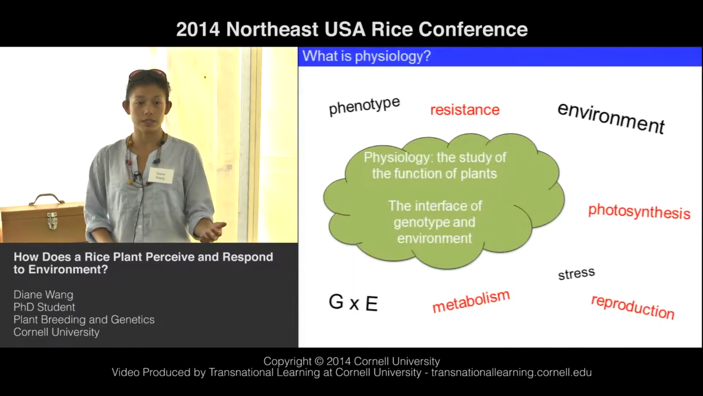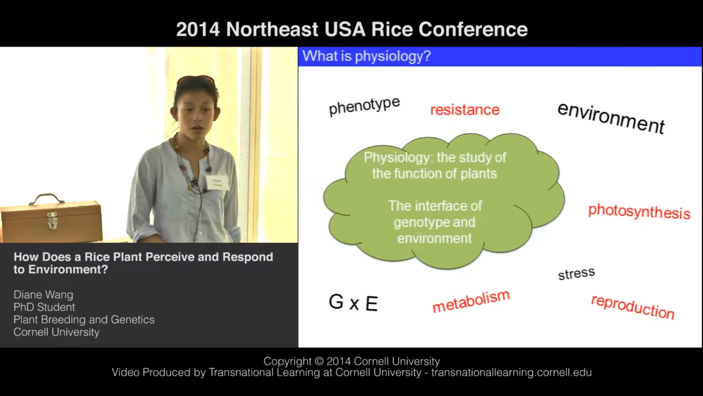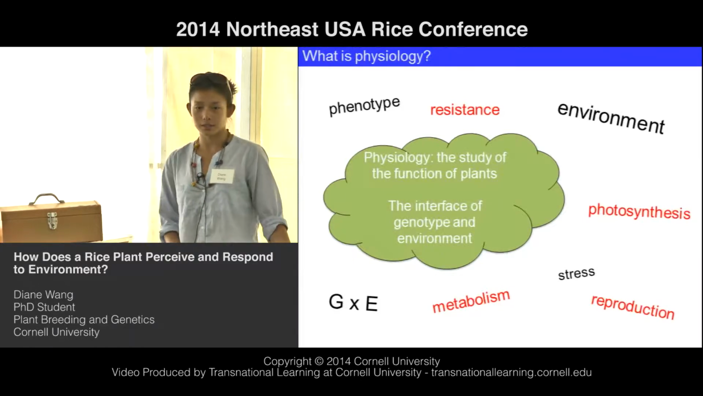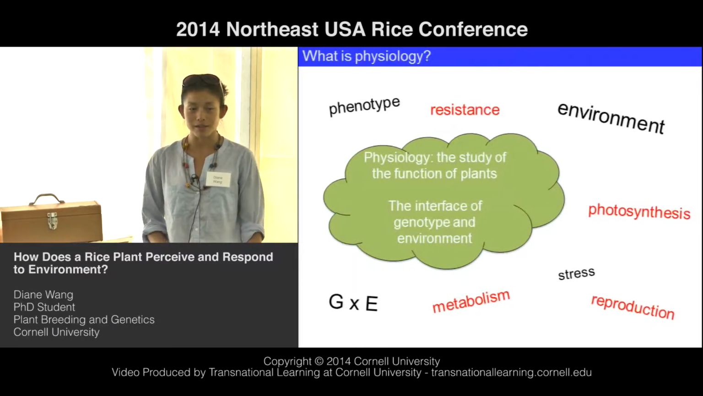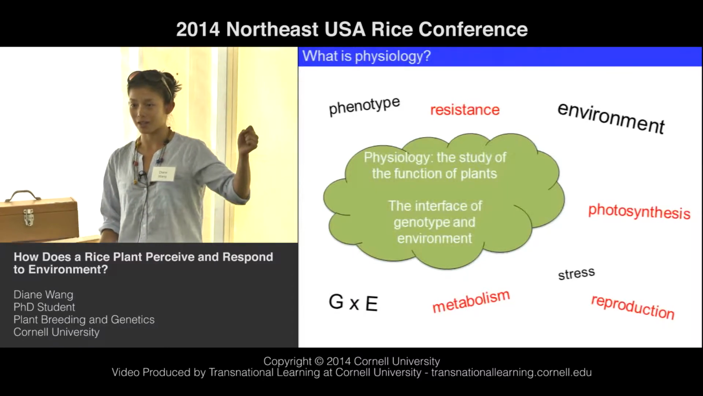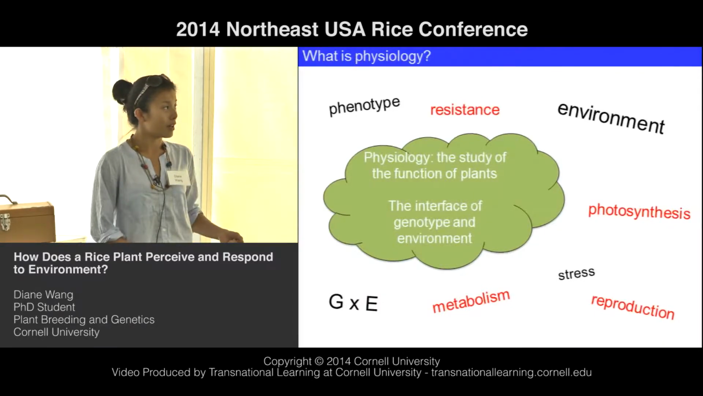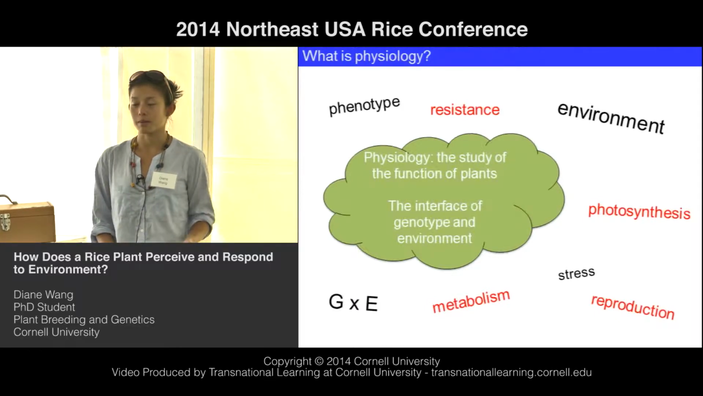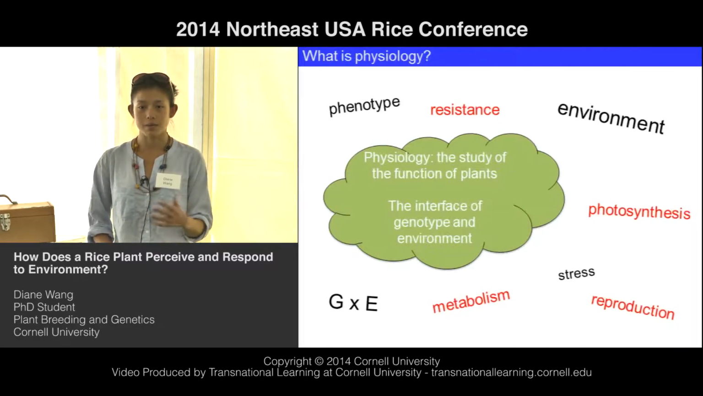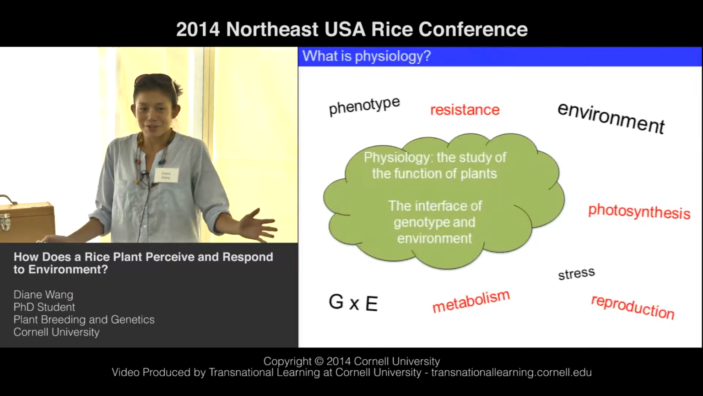And more specifically, physiologists study reproduction, so when your rice plants flower, how many seeds it sets, that's really important for growers, such as yourself. Photosynthesis, this is the process that allows the plant to take inorganic carbon that's stored up in carbon dioxide that we breathe out and make it into plant, and then eventually into the grain that we eat. They study resistances against biotic and abiotic factors like pests and disease, as well as climatic stresses, and basic metabolism. So it runs the whole gamut of things you could ever study about a plant.